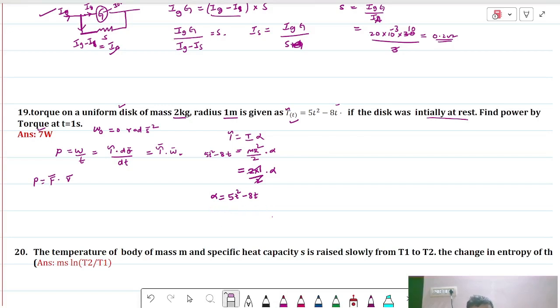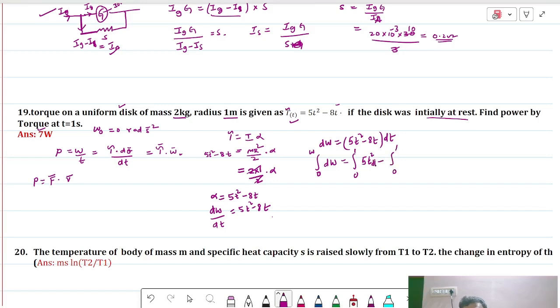So see, I want to find out omega. Alpha is equal to d omega by dt, correct? That is equal to 5t square minus 8. So now d omega is equal to 5t square minus 8 into dt. This is integration. Now at t equal to 0, omega is equal to 0, and at t equal to 1 second I want to find omega, therefore integral d omega is 0 to 1 of 5t square dt minus integral 0 to 1 of 8 dt.